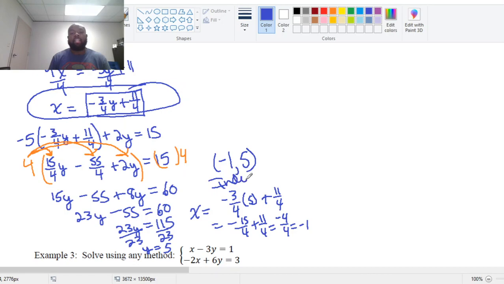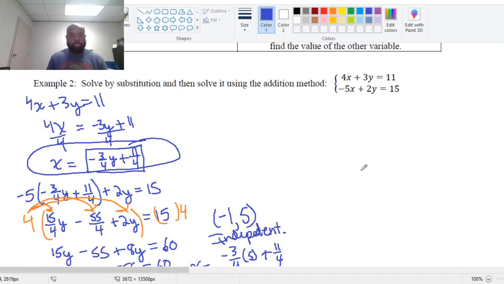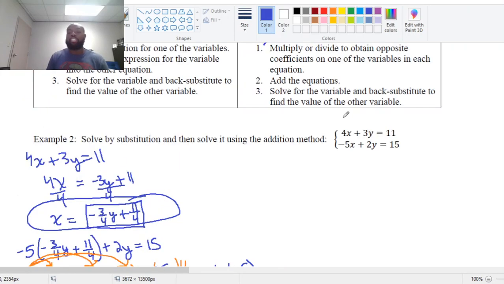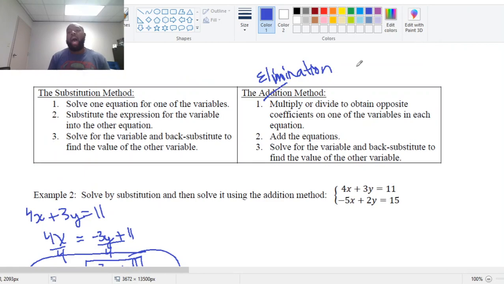That means we have independent equations in our consistent system, all right? Now that's the substitution method. Now let's go to the addition method. In the addition method, we start by getting opposite coefficients in front of one of the variables. Opposite meaning like 3 and negative 3, 4 and negative 4, 1/2 and negative 1/2. Those are opposite coefficients.